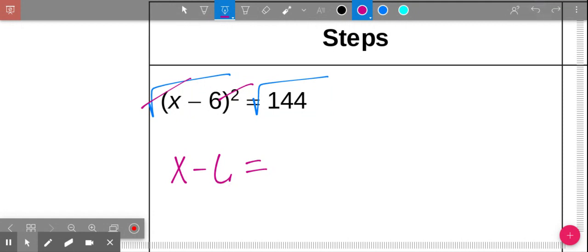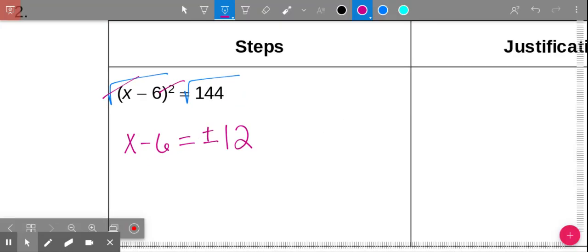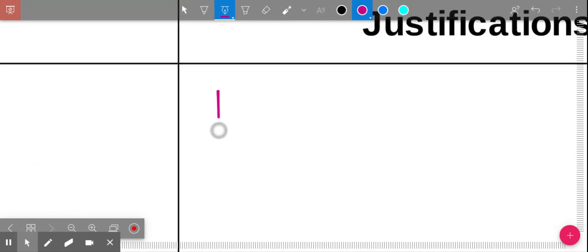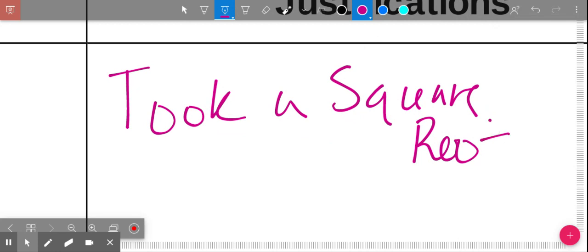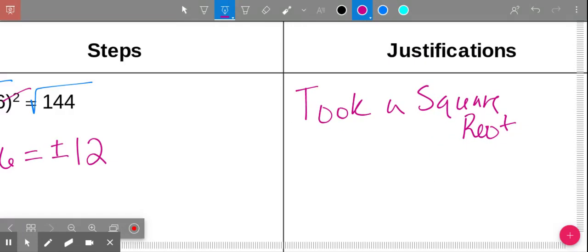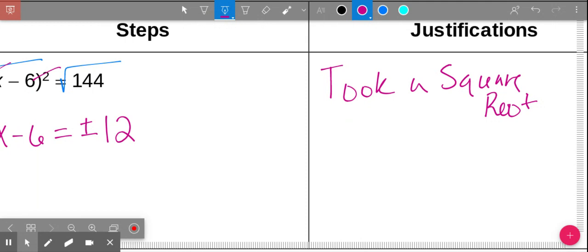It's a really ugly 6. Let me fix that. And then the square root of 144. Well, the square root of 144 is 12, so we have to write it as plus or minus 12. Now, what did we do in that step? Our justification is we took a square root. I guess we could have written square root property. That would have worked too.